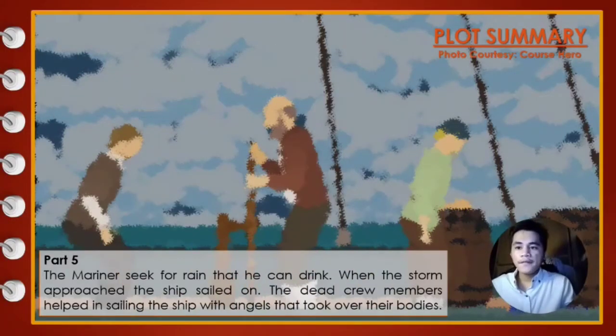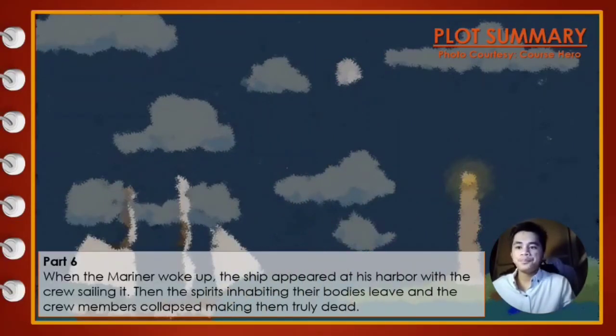In part 5, the mariner seeks rain that he can drink because he is so thirsty. Luckily, the storm approached and the ship sailed on. The dead crew members helped in sailing the ship, with angels that took over their bodies. In part 6, the mariner woke up. The ship appeared at his harbor with the crew sailing it. The spirits inhabiting their bodies leave and the crew members collapse, making them truly dead.